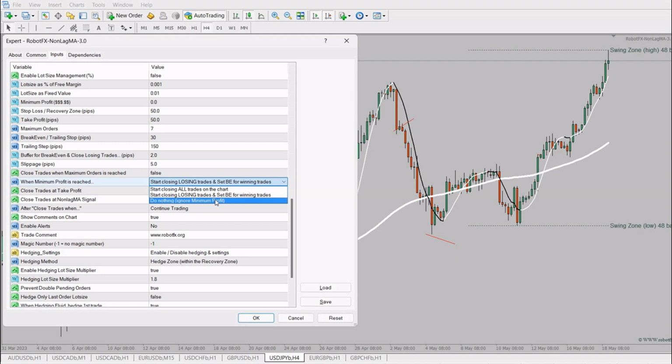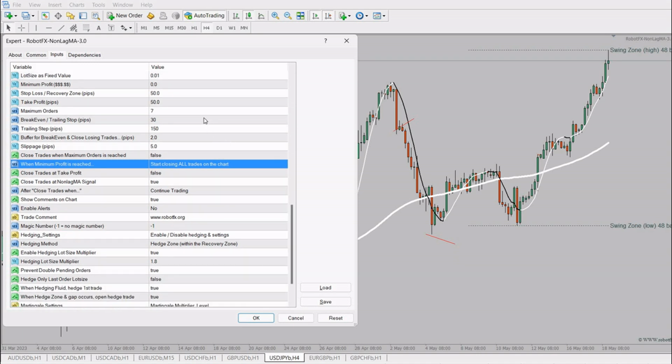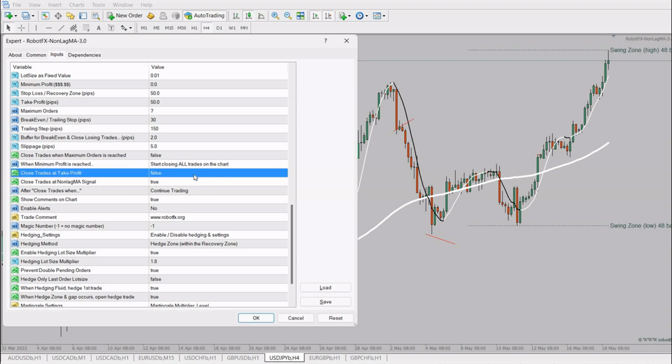And again, there's also the option to do nothing, which is simply to ignore the minimum profit and not make use of it. It is very useful again when hedging, therefore when you have opposite trades on the chart. This is its main purpose. That's how the expert advisor was designed to work. There's also the possibility to close trades at take profit. If you are hedging, then the expert advisor is not placing a physical take profit, but a virtual take profit, and you can instruct the expert advisor to close the trades when it reaches that value.